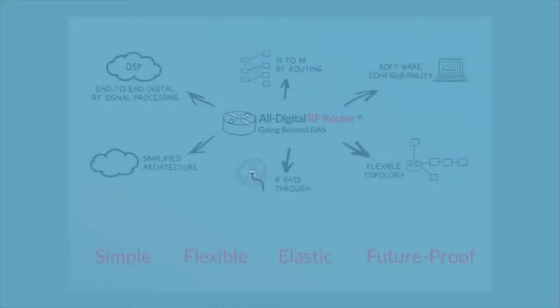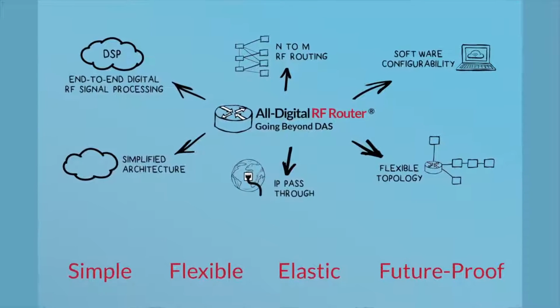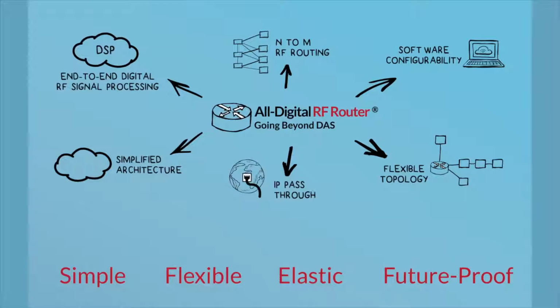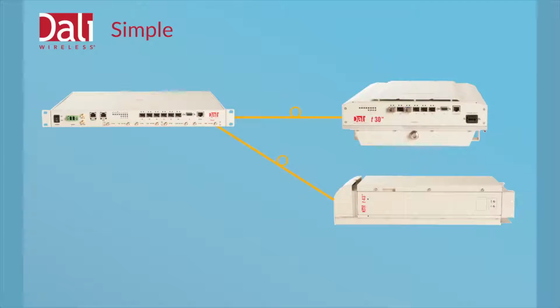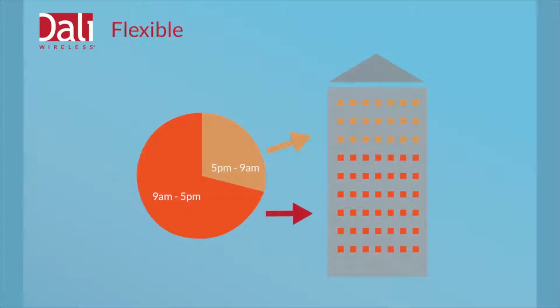A few points to conclude the overview of the T-Series platform. The T-Series platform is a simple, flexible, elastic, future-proof architecture, very easy to commission. Simple because it contains only two elements in a system, the host unit and remote units. Flexible because by cascading host units, different sectors can be routed to different remote areas, enabling capacity management on a when-needed, where-needed basis. That enables efficient use of centralized base station resources.